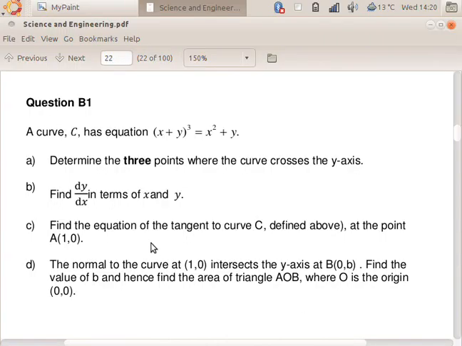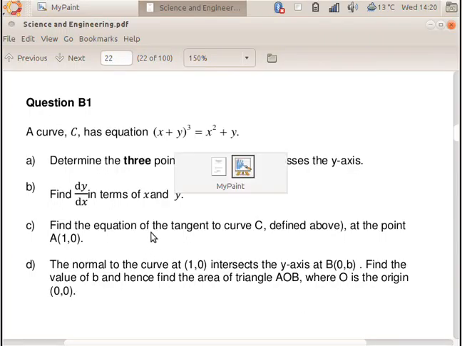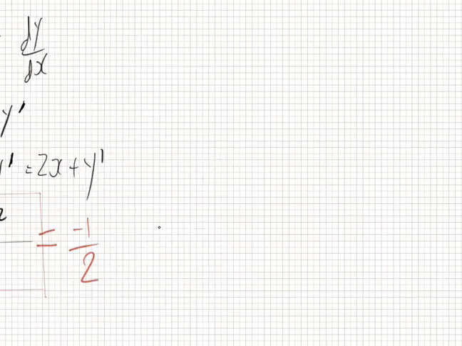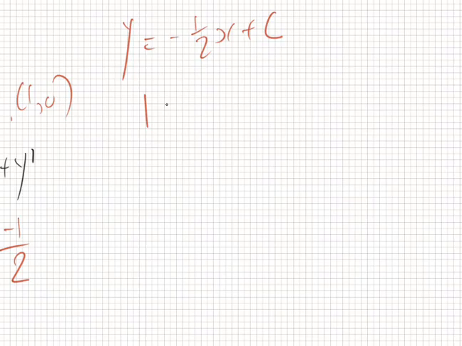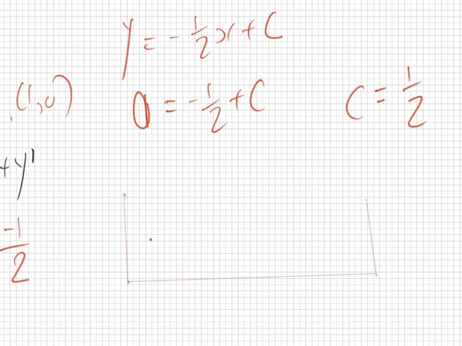Now, of course, that's not finished because they want the equation of the tangent. But it's nearly finished because I use the formula now. Y equals mx plus c, and my point is the point 1, 0. So I have, no, sorry, wrong way around, 0 equals minus a half plus c, so c equals a half. So there's my next answer. Y equals minus a half x plus a half.